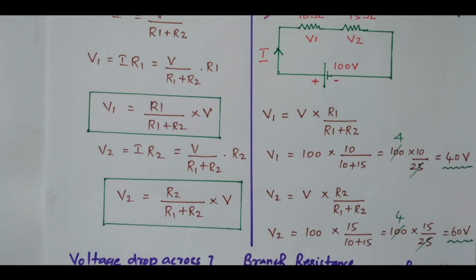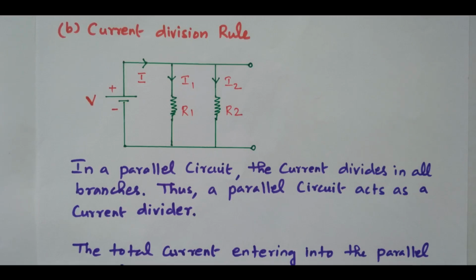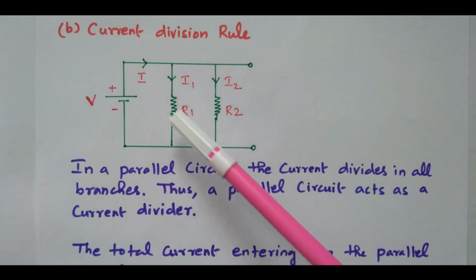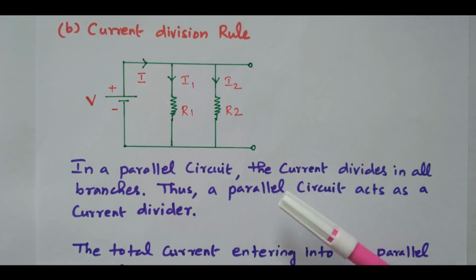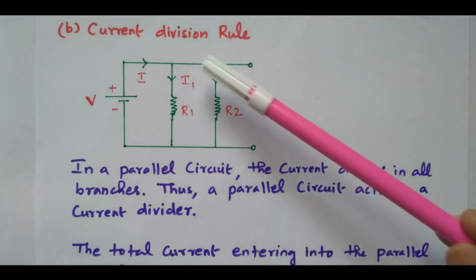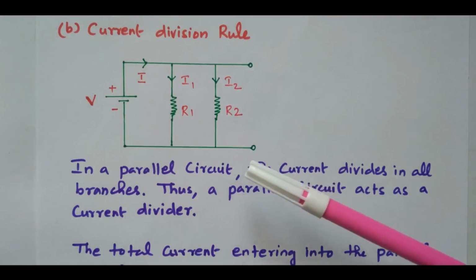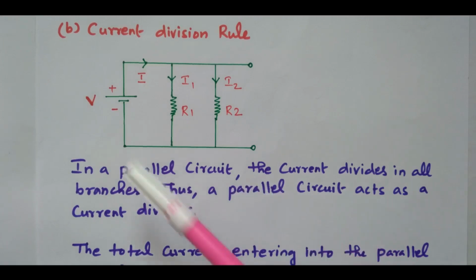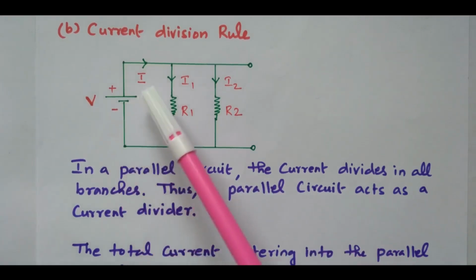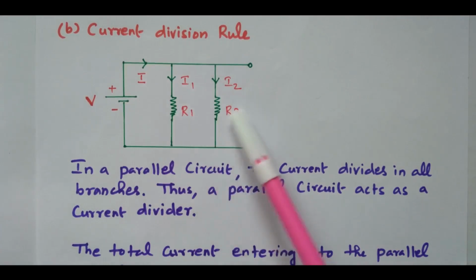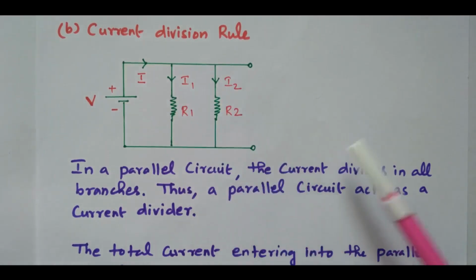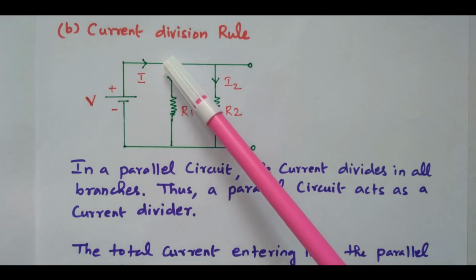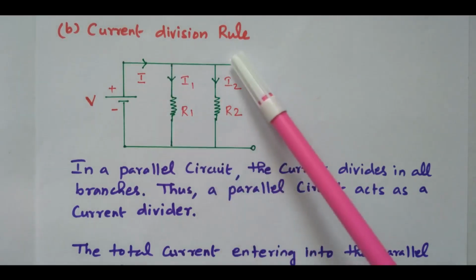Now we'll go to the current divider rule. In the current division rule, two resistors are connected in parallel. In the previous voltage divider rule, the resistors are connected in series, and then the voltage is dropped. For applying the current division rule, the resistors should be connected in parallel, and then the current will be diverted. Here the voltage V is applied, the total current is I. The two resistors are connected in parallel, R1 and R2. So the current will be diverted through R1 and R2.